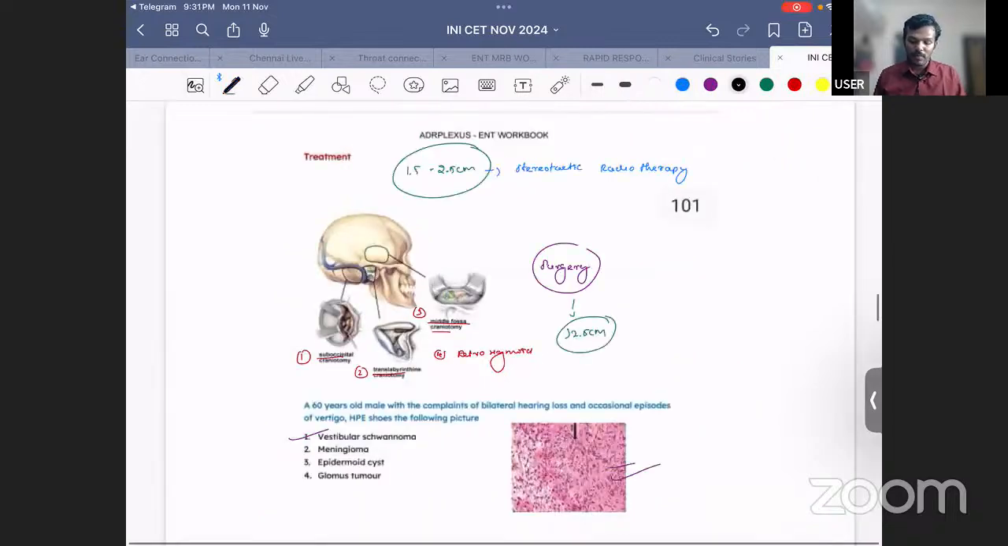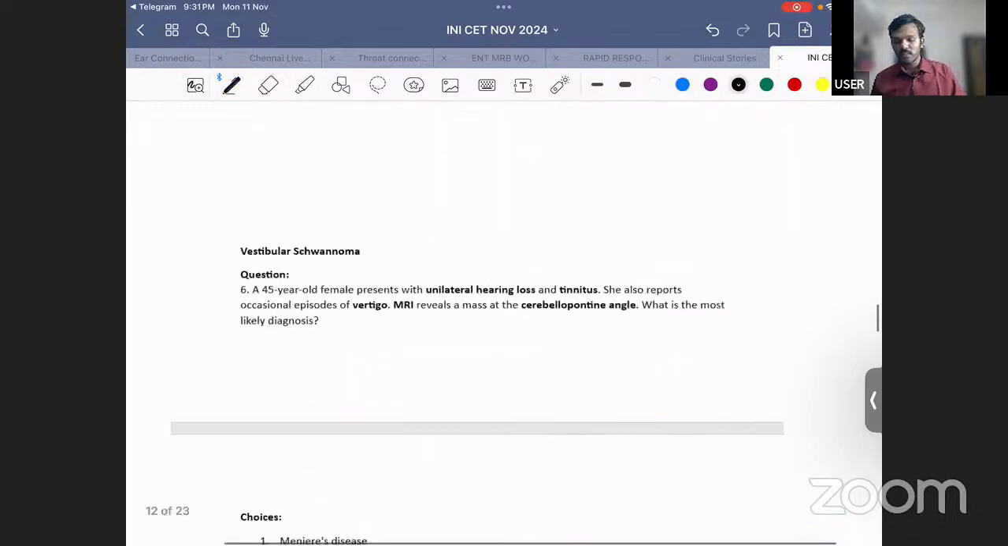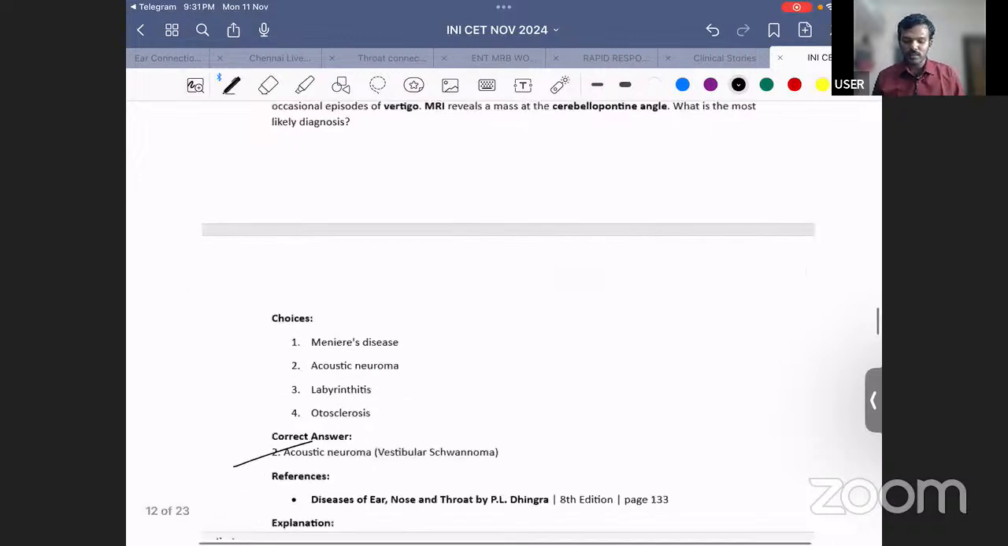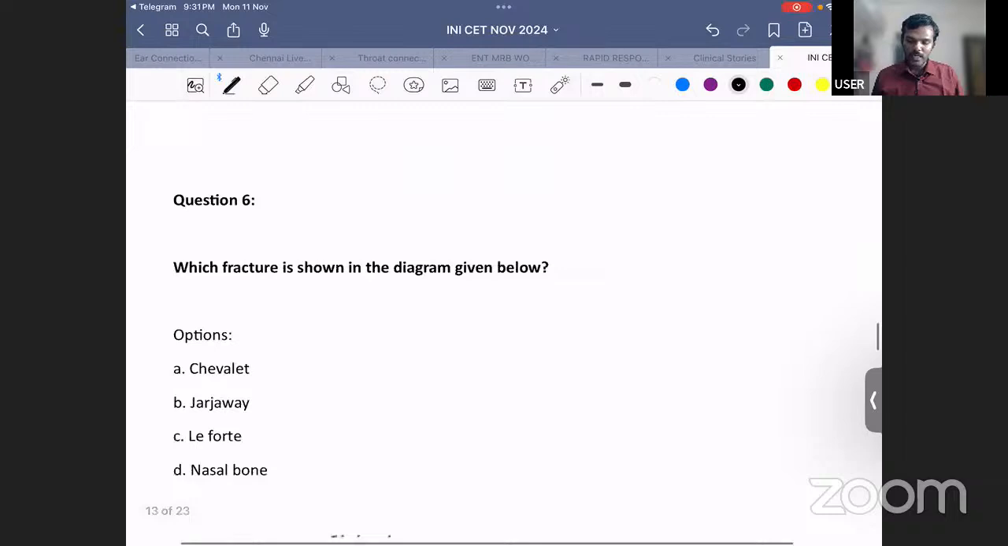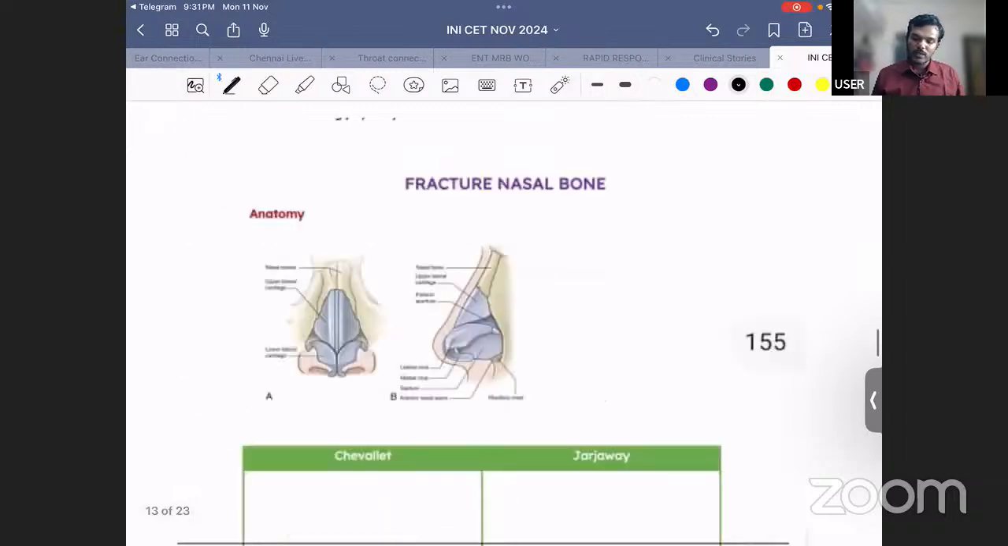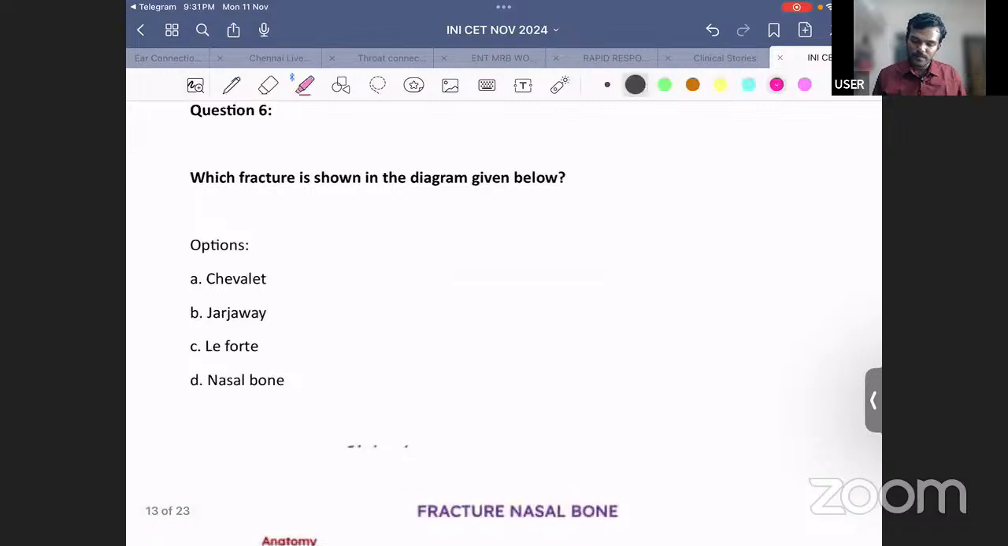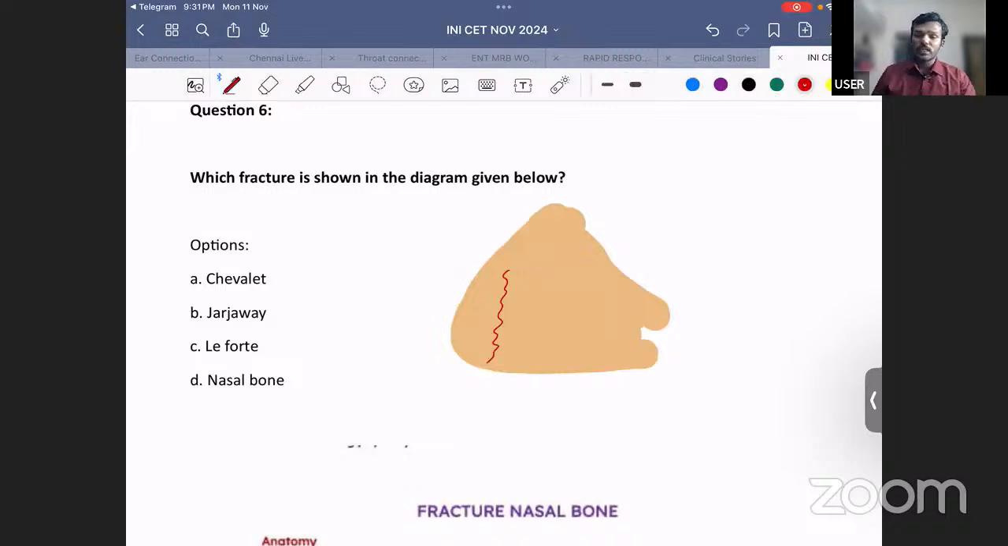That's all about this. This is a screenshot from our question bank which shows vestibular schwannoma as an answer with histopathological features given. Next question: which fracture is shown in the diagram given below? The diagram shows a vertical fracture line over the nasal septum.